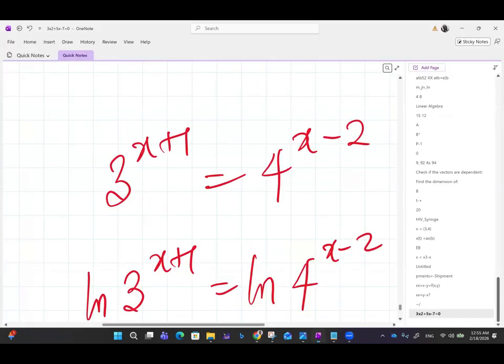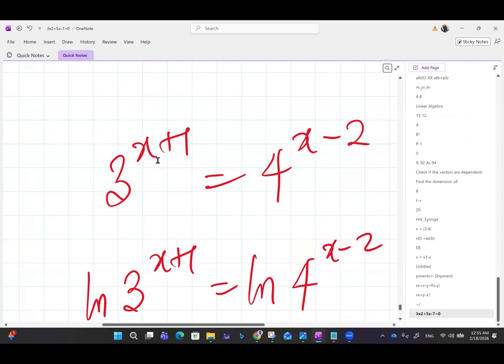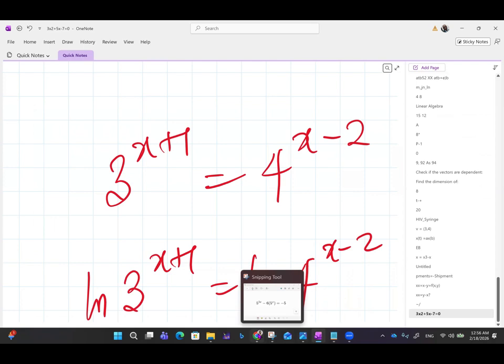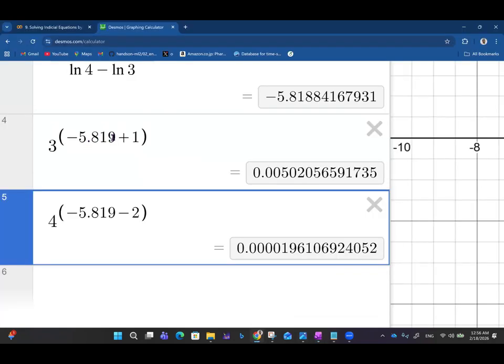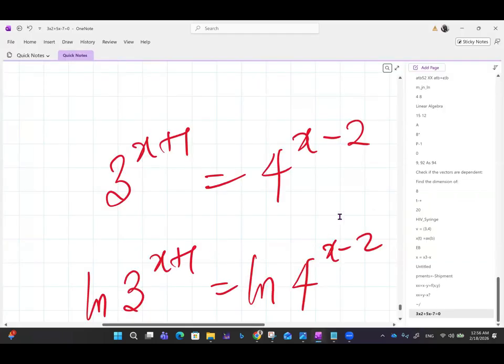Okay, let me check again. 3 raised to the power x plus 1, 4 raised to the power x minus 2. They look a bit apart. So check and let me see what you think the problem may be.